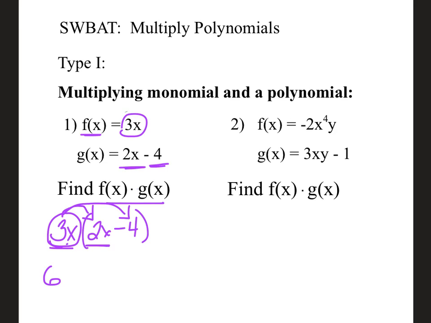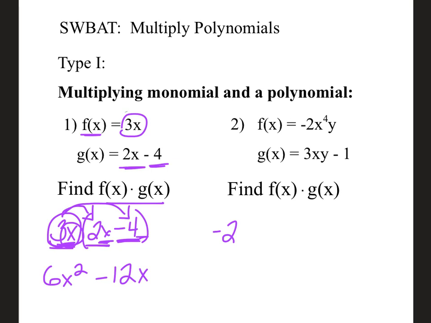So 3x times 2x, what we did yesterday. 3 times 2 is 6. You have 1 x here, another x here, so that's x squared. 3x times negative 4: you multiply the outside numbers. This one doesn't have an x at all, so 3x times negative 4 is just negative 12x. The exponent doesn't change. Okay.